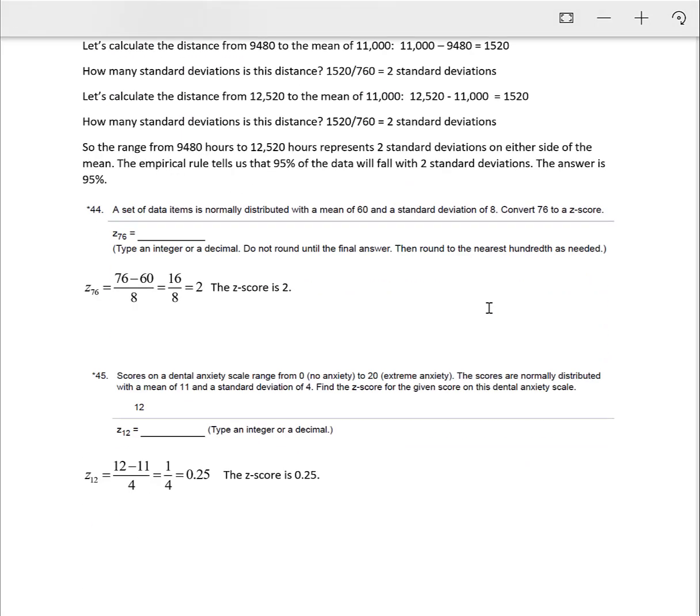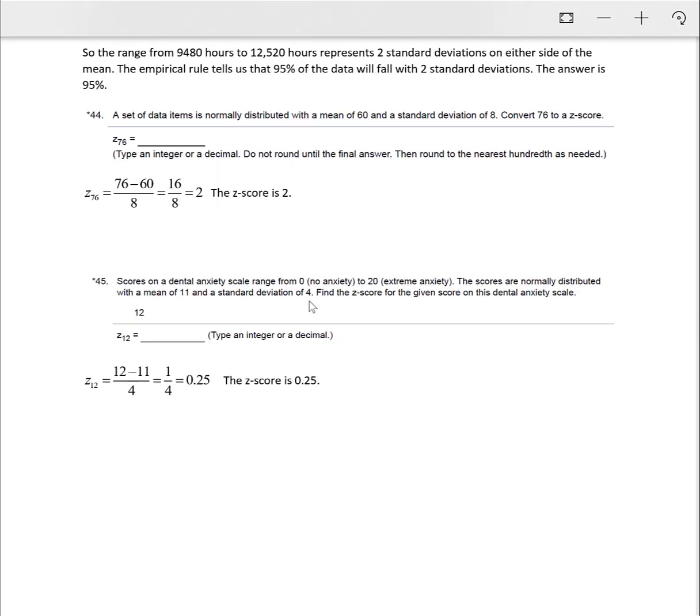Number 44 and 45 want us to find z-scores. So the first problem, I want to find the z-score for 76 when it comes from a distribution with a mean of 60 and a standard deviation of 8. So 76 minus 60 is 16, divided by 8 gives me a z-score of 2. And then for number 45, I want to find the z-score for a value of 12 when it comes from a distribution with a mean of 11 and a standard deviation of 4. So I take 12 minus 11, which is 1, over 4, and my z-score is 0.25.